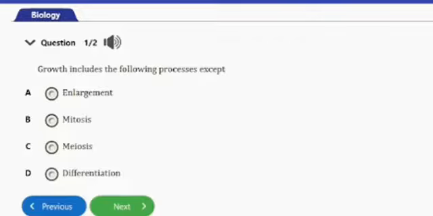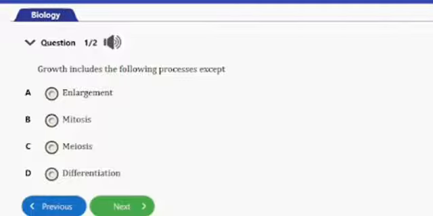Let's start with the first question, which says: growth includes the following processes except A. Enlargement, B. Mitosis, C. Meiosis, D. Differentiation. So guys, the answer to this question is option C, that's meiosis. In growth, meiosis does not involve growth. In the growth process, we actually have cell enlargement, cell division, which is mitosis, and then cell differentiation. So guys, meiosis is not part of this process, and as such, that's the answer to this question.